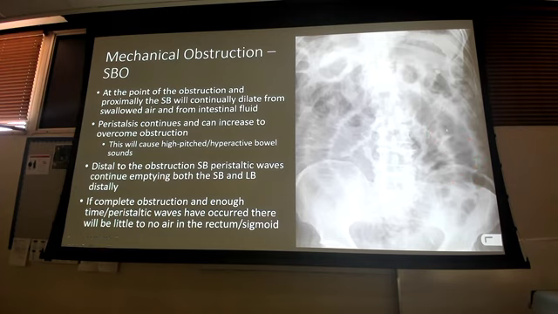So now you turn around and you go, is this an ileus or is this an obstruction? Now you need more information. Oh look, peristalsis continuing. There's high-pitched hyperactive bowel sounds.